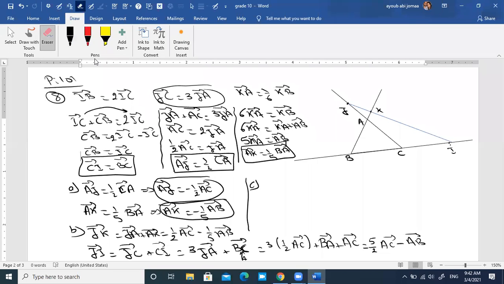So here, 5JK is equal to 5 into 1 half AC minus 1 over 5 AB. Distribute this 5, so you get 5 over 2 AC minus 5 over 5, which is 1, AB. And this vector is equal to what?